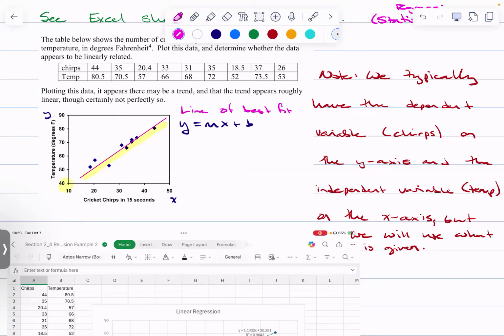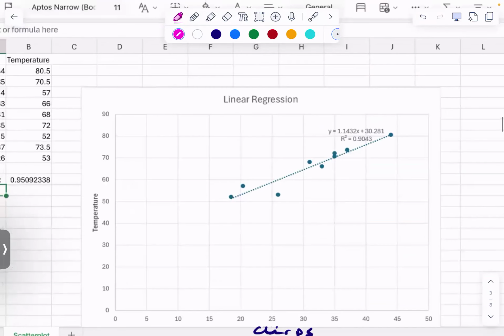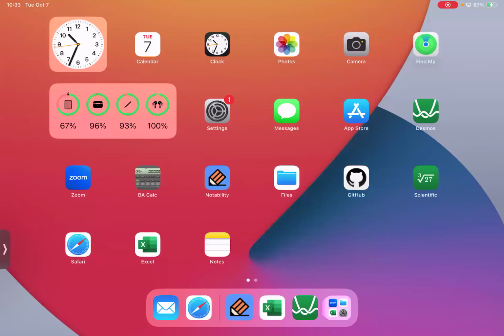Now, what's nice is we can use Excel, and if you right click on a point, it'll say add trend line. So it'll look like this.